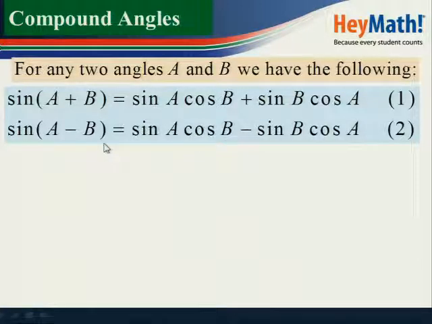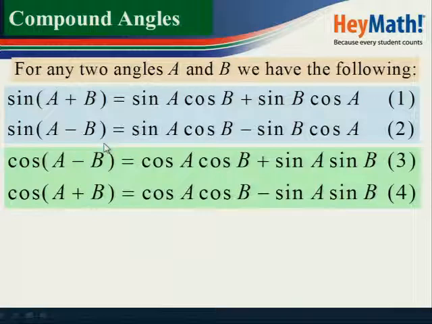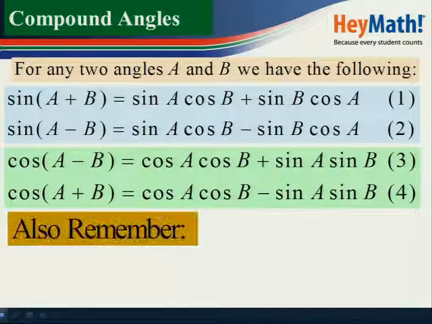Let me carry on with more compound angles. The cos of A minus B is cos A cos B, plus sine A sine B. The cos of A plus B is cos A cos B minus the sine of A sine B. I don't want to focus more on this one because these formulae are given to you in the formula sheet. They appear in the formula sheet.